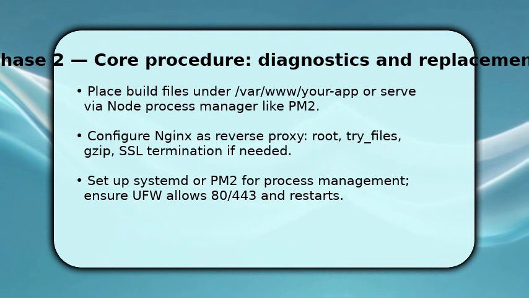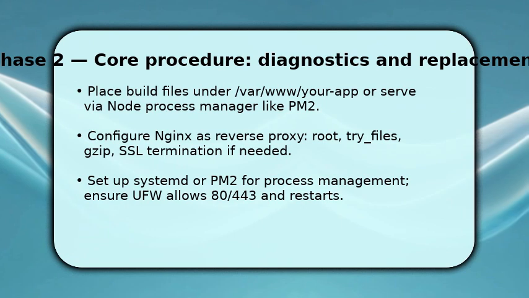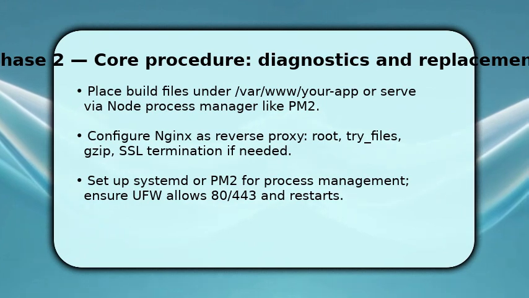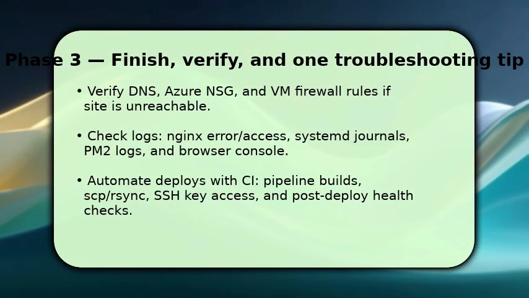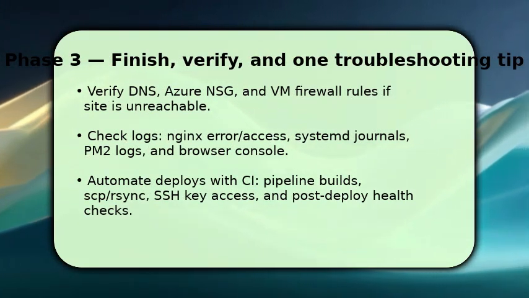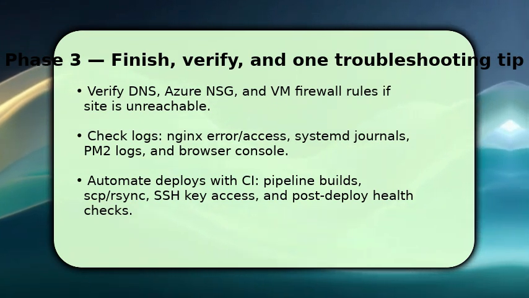Finish by validating access and automating reliability. Point DNS to the VM IP, confirm Azure Network Security Group rules and VM firewall permit 80/443, and then reload Nginx. Once done, set up a CI pipeline to build and push the bundle automatically.